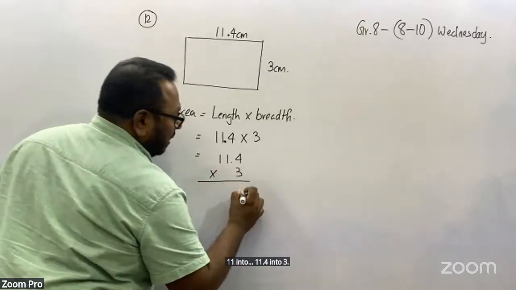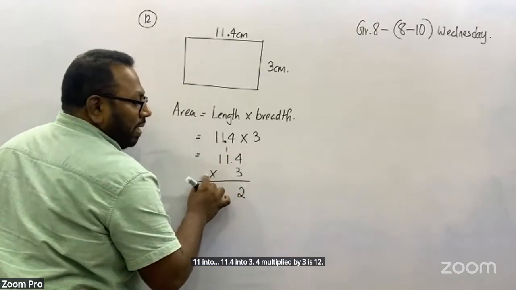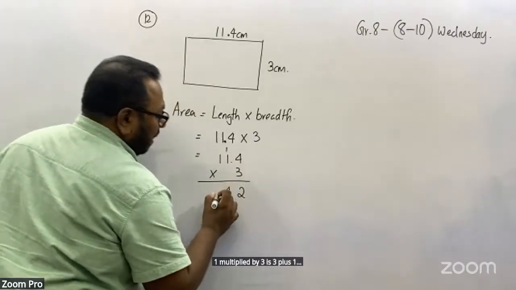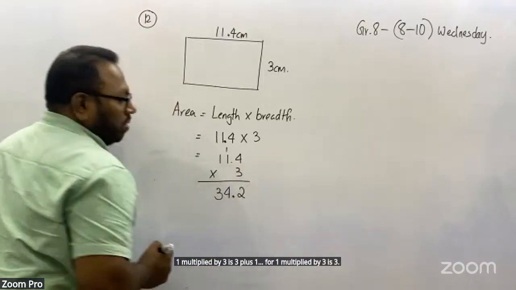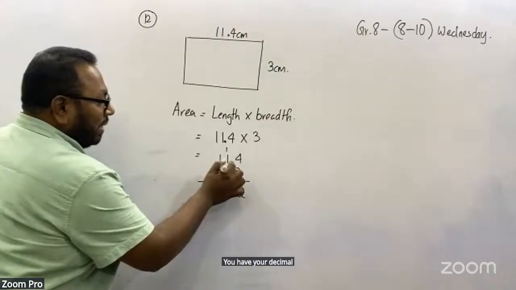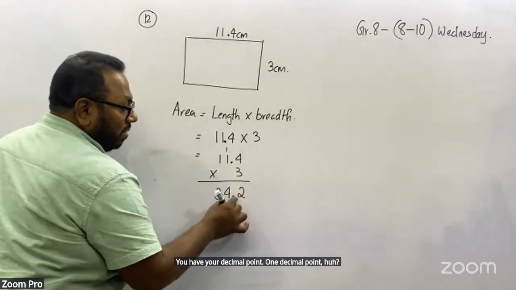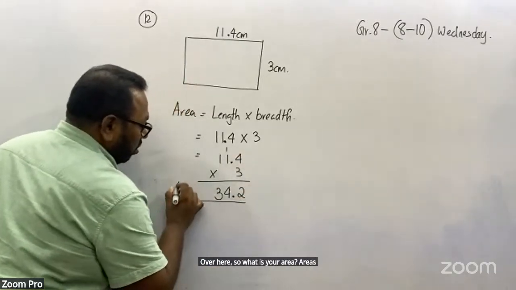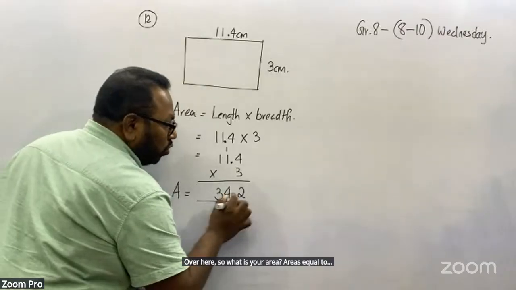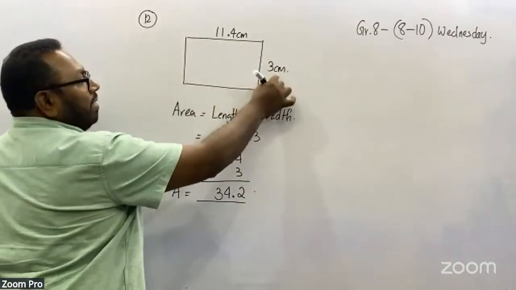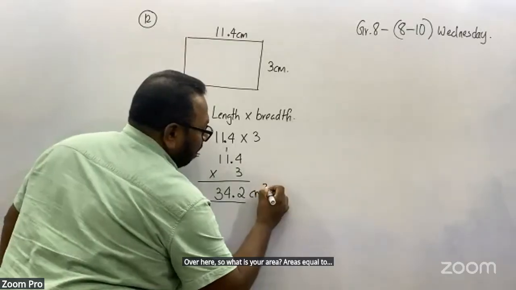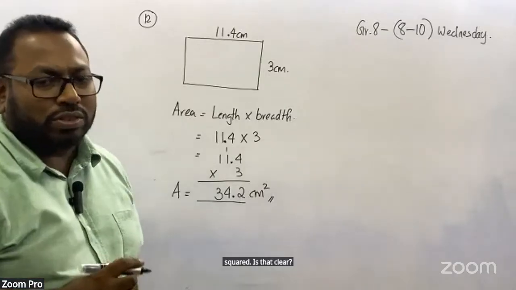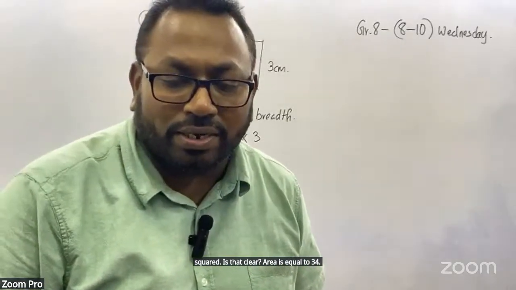4 multiplied by 3 is 12. 1 multiplied by 3 is 3 plus 1, 4. 1 multiplied by 3 is 3. You have 1 decimal point, 1 place over here. So what is your area? Area is equal to 34.2, your units, centimeters squared. Is that clear? So area is equal to 34.2 centimeters squared.